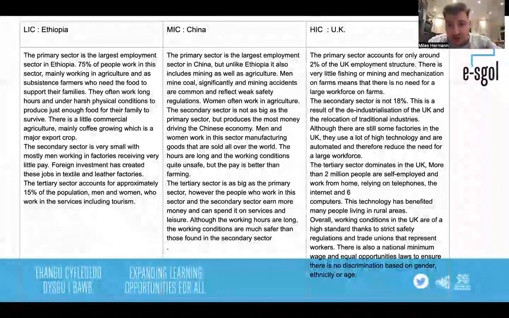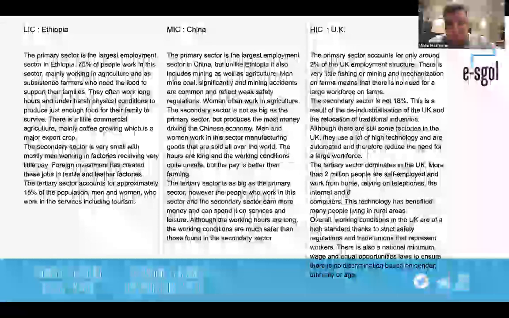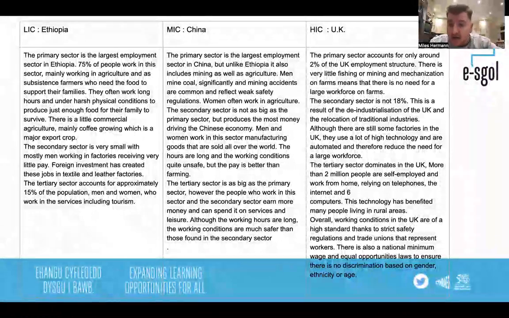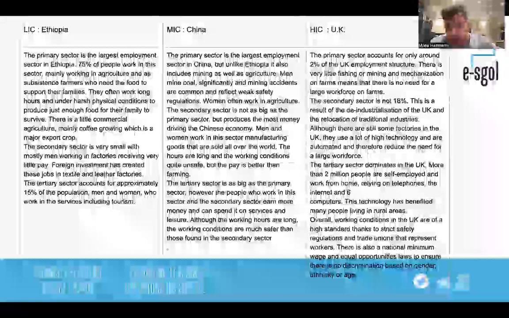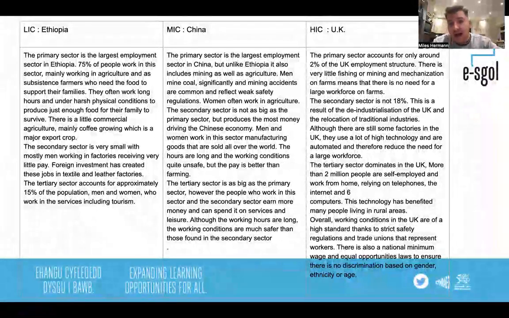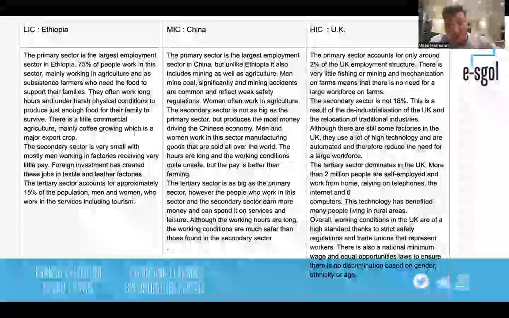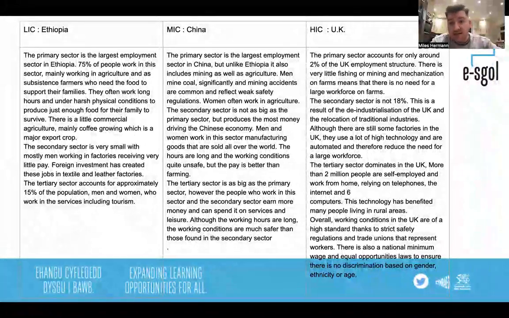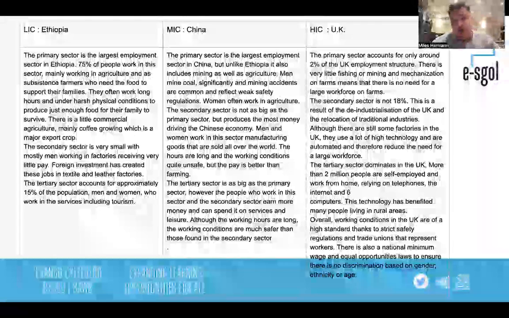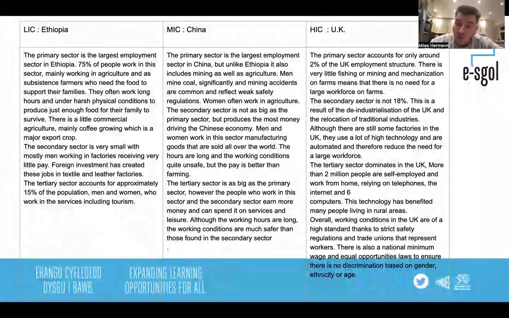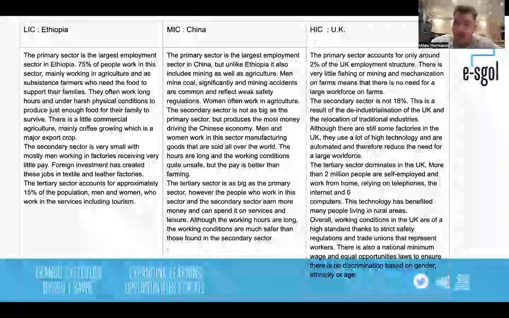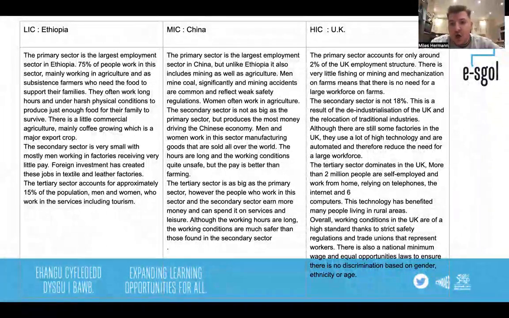Now, high-income countries, such as the United Kingdom, the primary sector only actually accounts currently for 2% of the employment structure of the country. There's little fishing or mining, and this is mainly agriculture, and this has declined over the years due to poor government funding. And in terms of farming and agriculture, this is due to mechanization, which means the use of robotics and machinery, which means that the workforce that there was once on farms has significantly reduced.